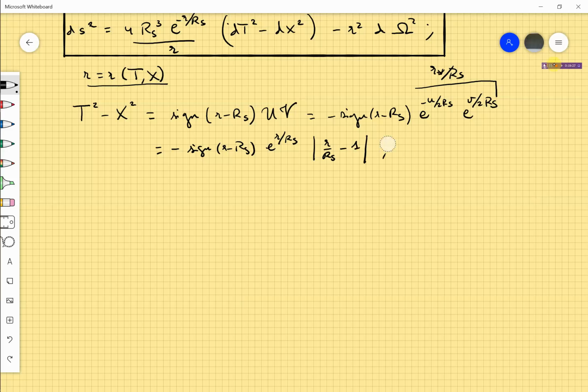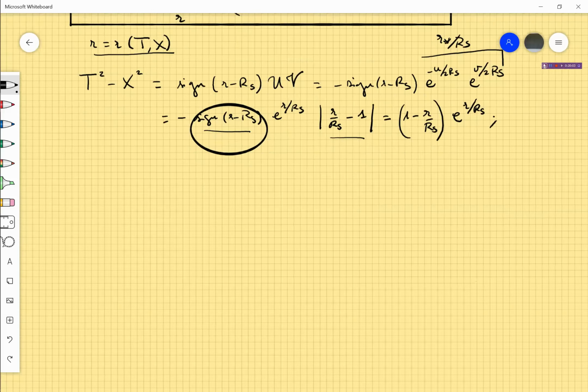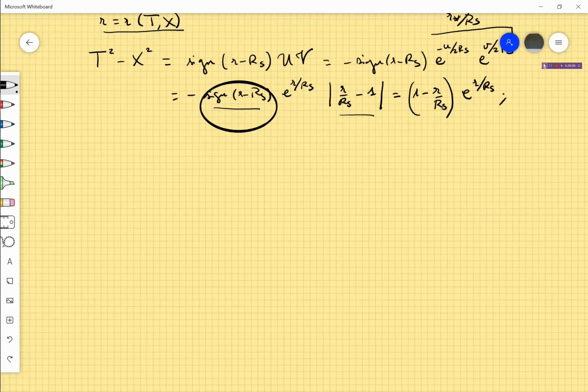But before we finish, see that when r is larger than rs, this is positive and you have this plus sign, and vice versa. So you can remove this sign and the absolute values. And now you take the minus sign to invert this relation. You have 1 minus r divided by rs, times the exponential of r divided by rs. So this gives you this combination, T squared minus X squared.